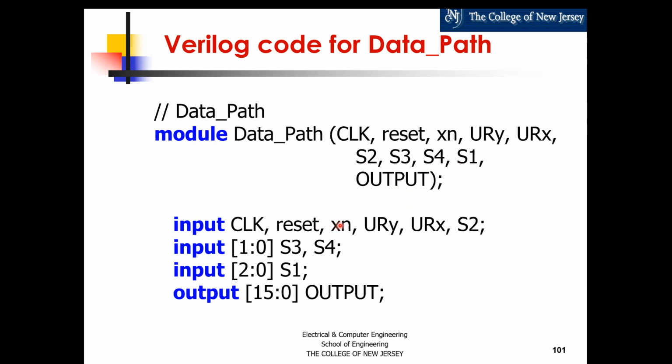The clock, reset, and the input, we did say that it was 1 bit. The update registers and the S2 are only 1 bit, but S3 and S4 are 2 bits, and S1 is 3 bits. And the output is 16 bits. We did specify that. So now I have my ports, and I can start doing the actual functionality.